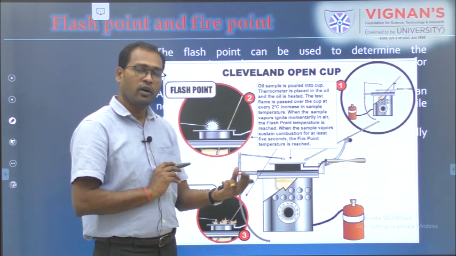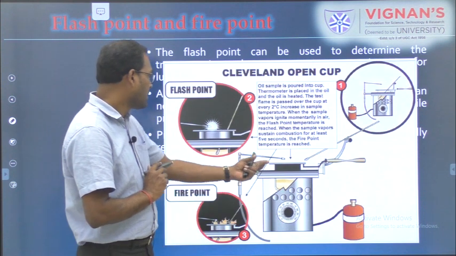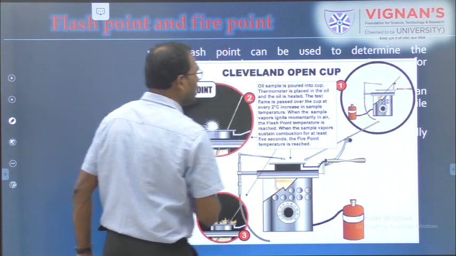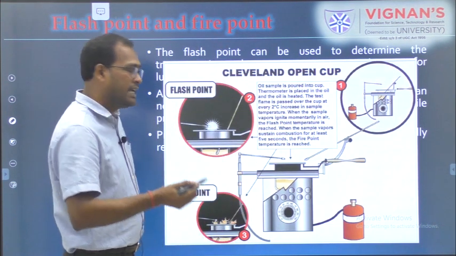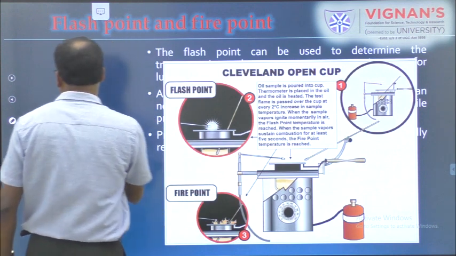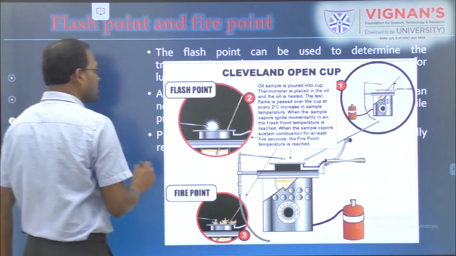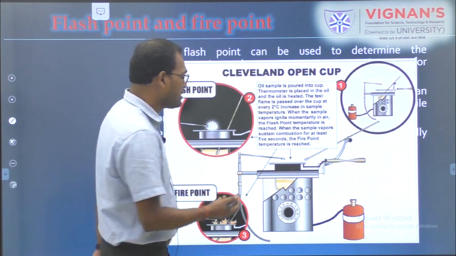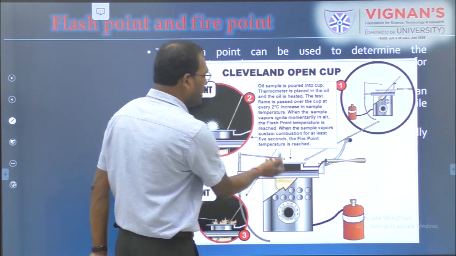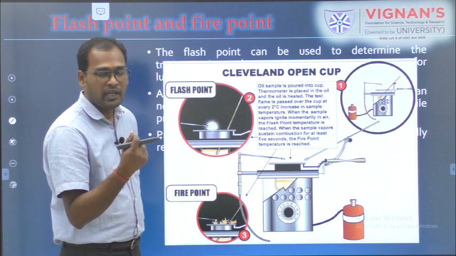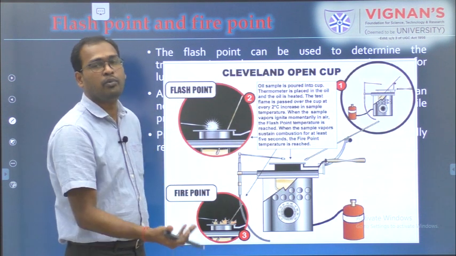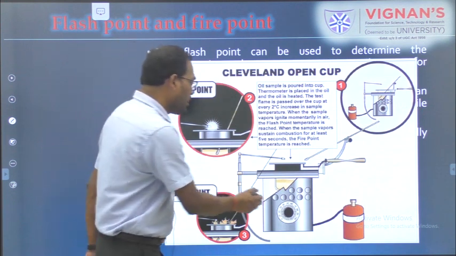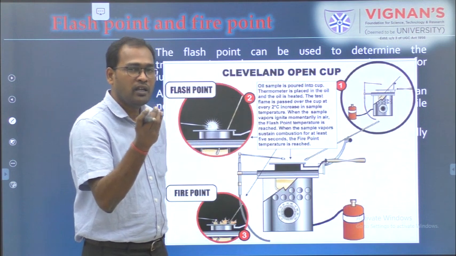This is how flash point and fire point are measured. You take the oil in a cup, which is placed in a thermocouple, and it is slightly heated. When it starts heating, slowly the oil starts getting into its vapor phase. At one point it catches fire and puts off. That point is called the flash point, and the temperature increase is very controlled.